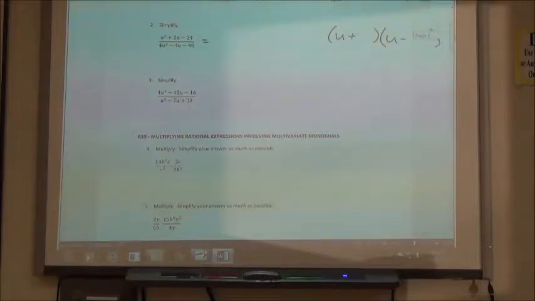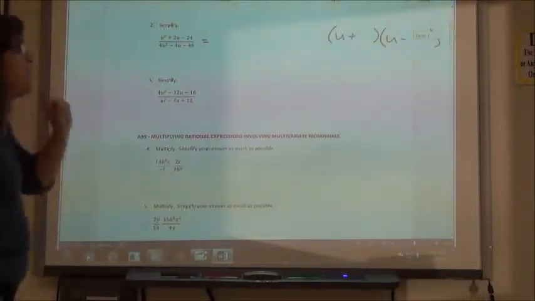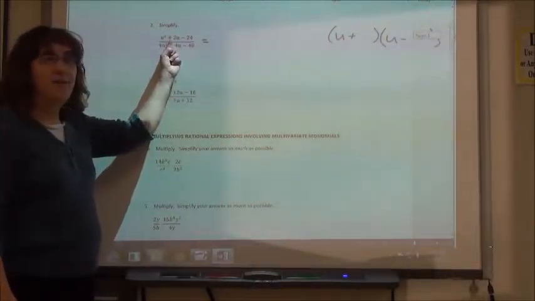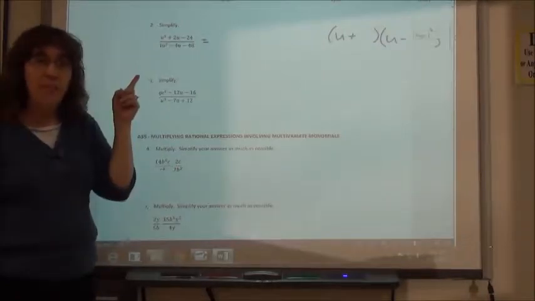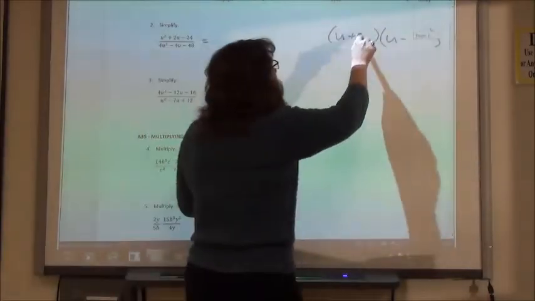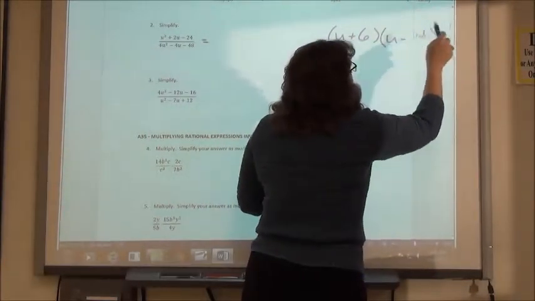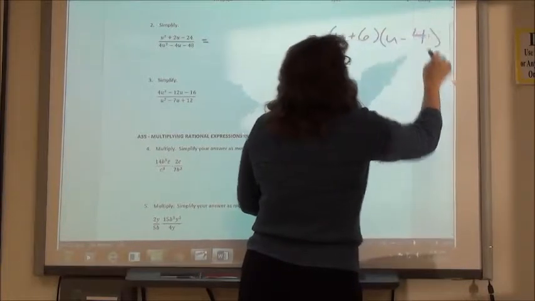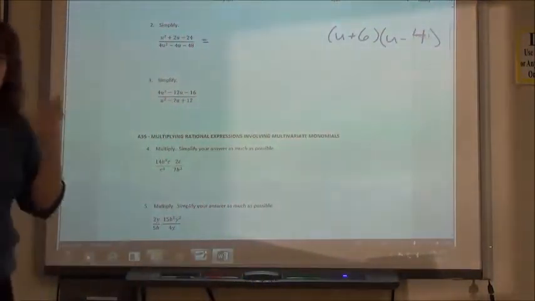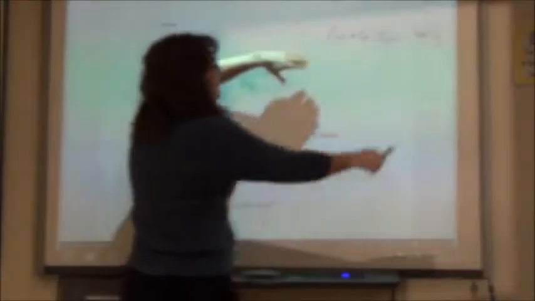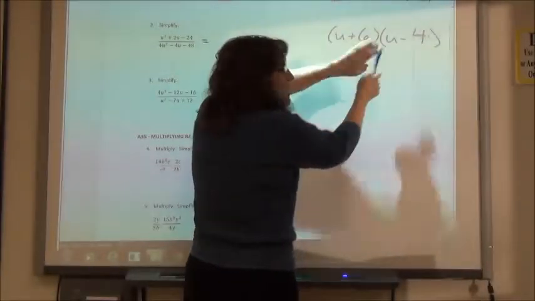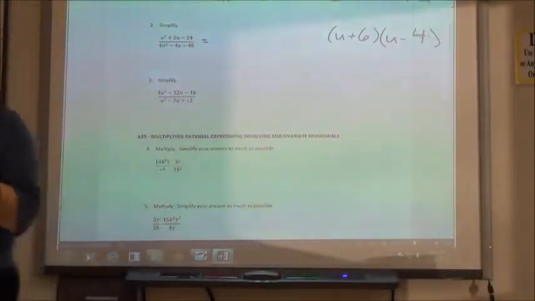What times what is 24? 6 and 4. So if I want to get a positive 2, that means the bigger number has to be by the plus sign, right? 6 minus 4 is 2, right? Negative 4u plus 6u is the 2u in the middle. Exactly.